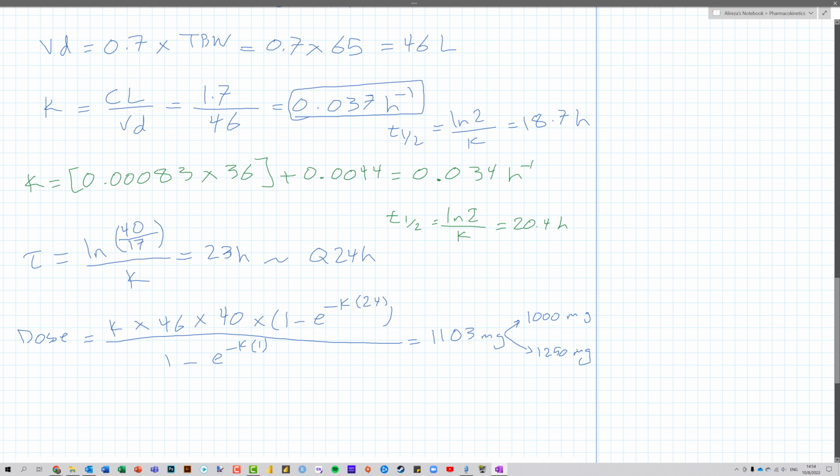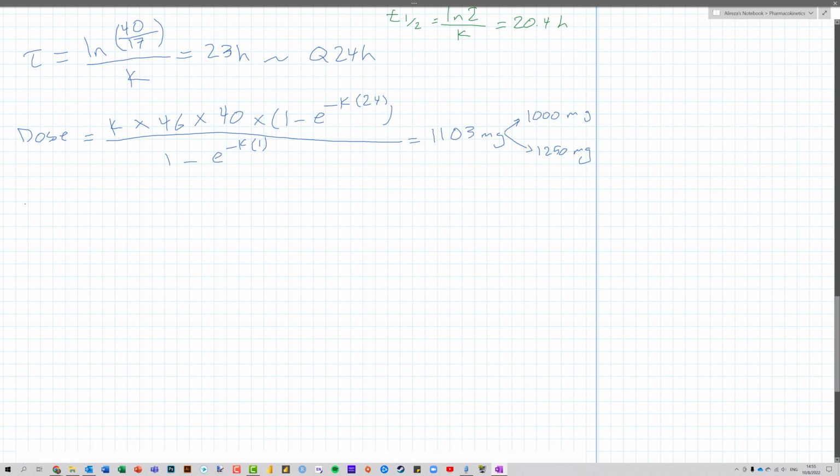Okay, so we're gonna test and see which one would be the correct or more likely to give us the results we want. I'm going to test 1000 milligram every 24 hours. And this is nice because it's 1000 milligram. We infuse it over 1 hour, so it will make the math easier. So I'm going to start with this.